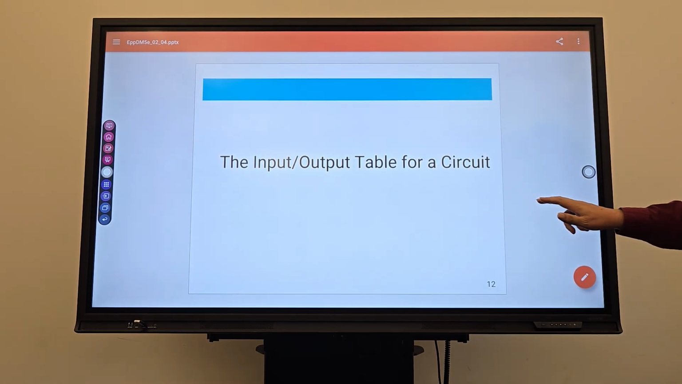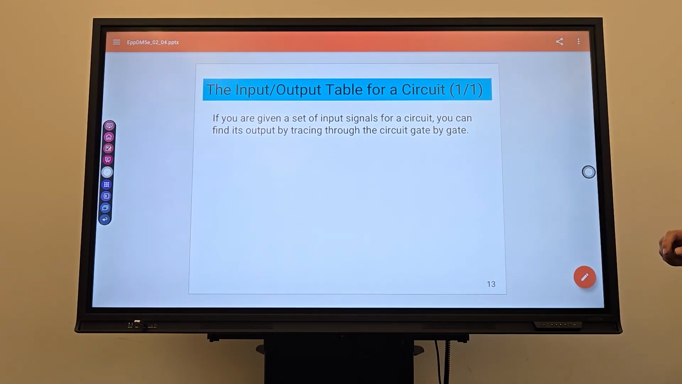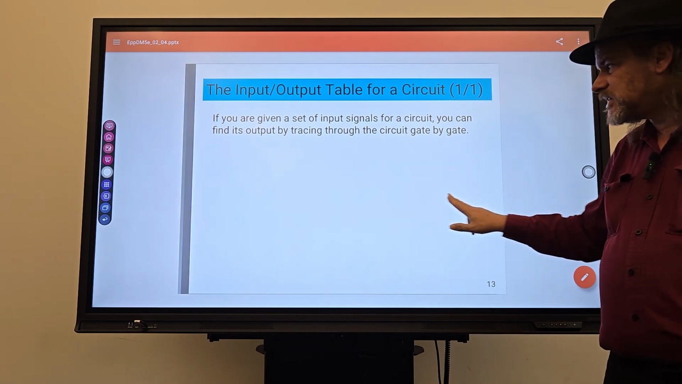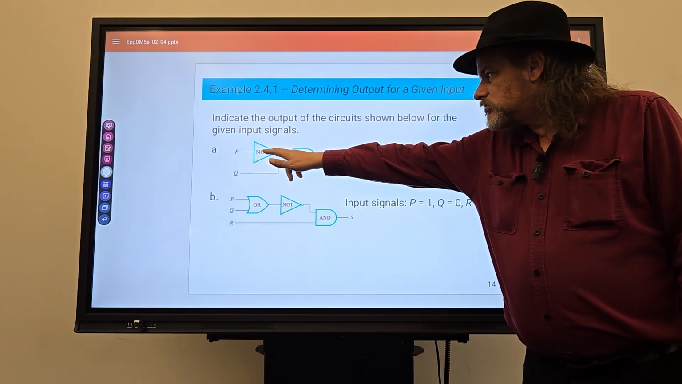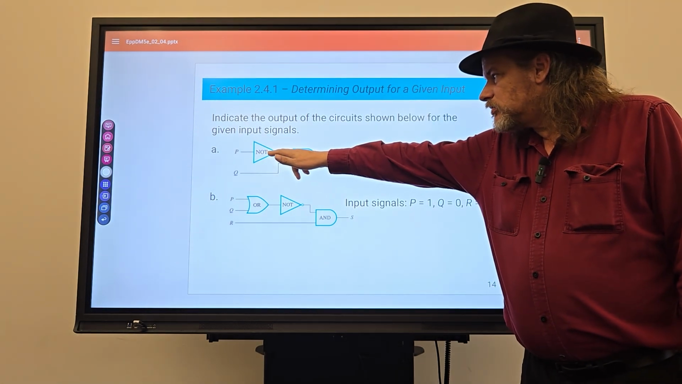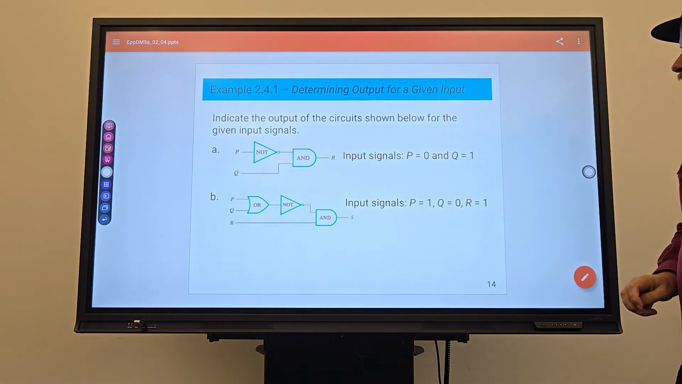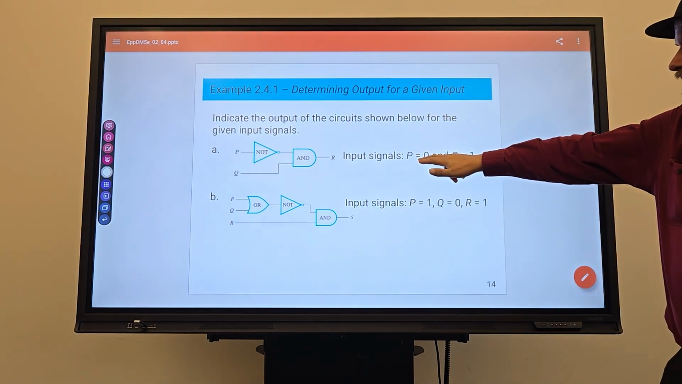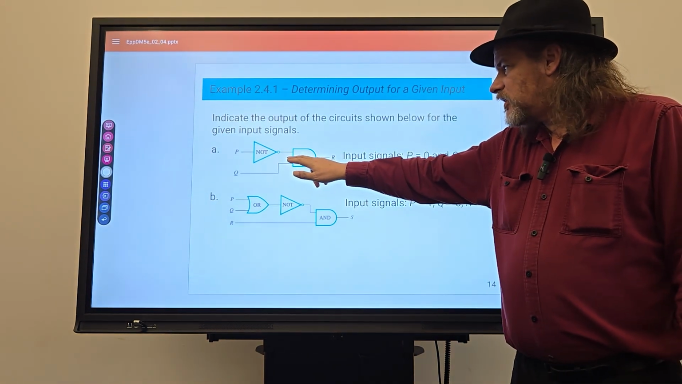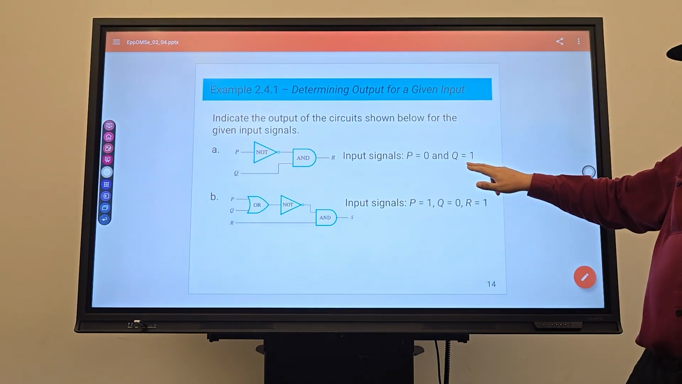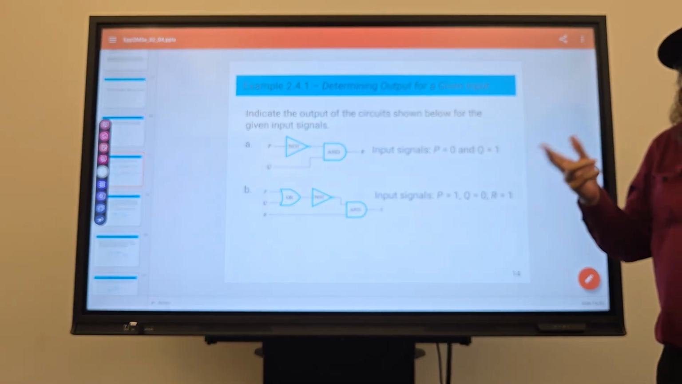Now, the input-output table for a circuit. If you're given a set of input signals for a circuit, you can find its output by tracing through the circuit gate by gate. So, invert P, ANDed with Q. If P is 0, after the NOT, it's a 1. Going into the AND gate, you have a 1 and a 1, because Q is 1. So the AND of 1 and 1 would be 1.